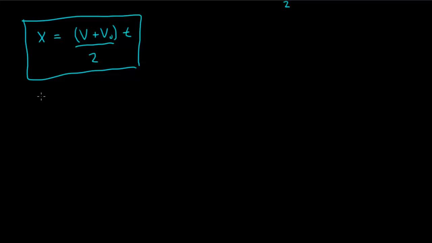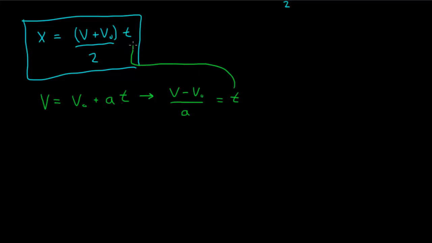In the form of the kinematic equations, we have v, the velocity at a certain time, equals the initial velocity plus acceleration times time. If we solve this for t, we subtract the initial velocity, so v minus v naught, then we divide by the acceleration to get the time alone: v minus v naught divided by acceleration equals t. And now we're going to substitute it back into the equation we just found and see what we get.